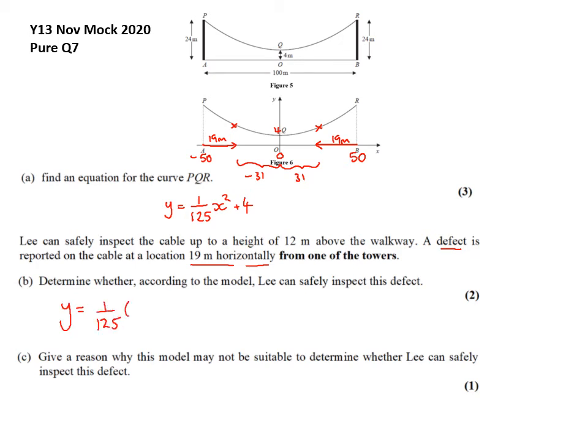So if we pop that into our model, 1 over 125 times plus or minus 31, wouldn't matter there, squaring it, and then add 4, and we get 11.688 meters. So that's the height, which is less than 12 meters. So therefore, yes, Lee can inspect it safely.